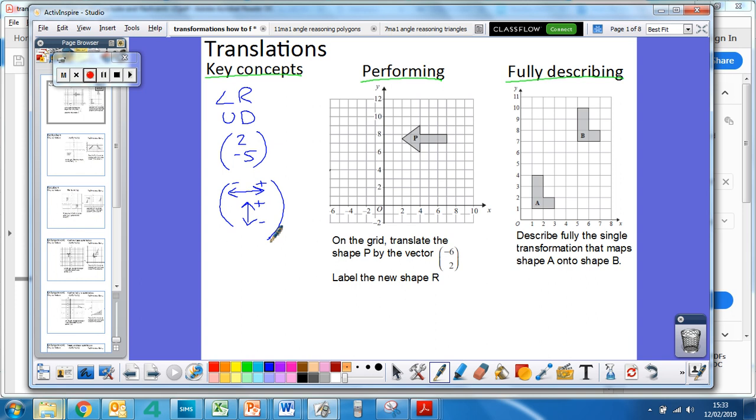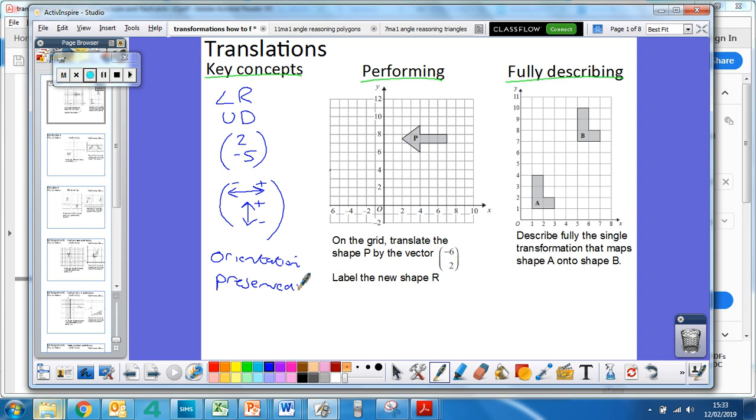And that's one of the most important things to remember with translations. The other thing to remember is that the shape doesn't change orientation. Okay, so orientation is a key word. Orientation is preserved. That means it looks exactly the same as it did, it's just moved position. So those are the key concepts.